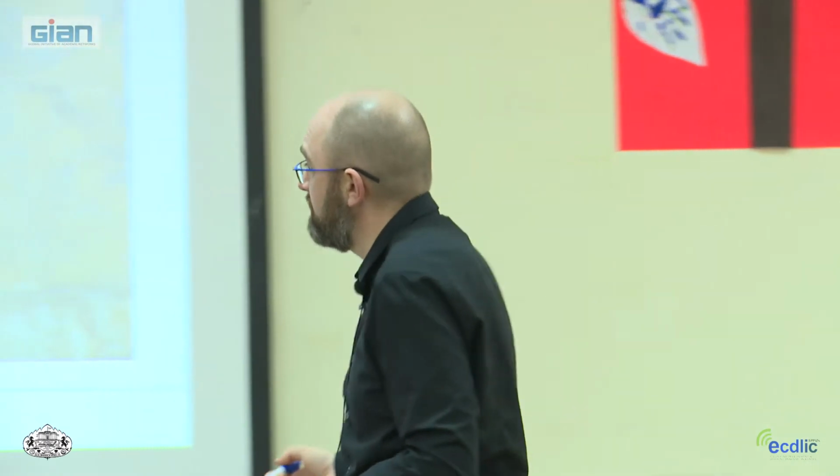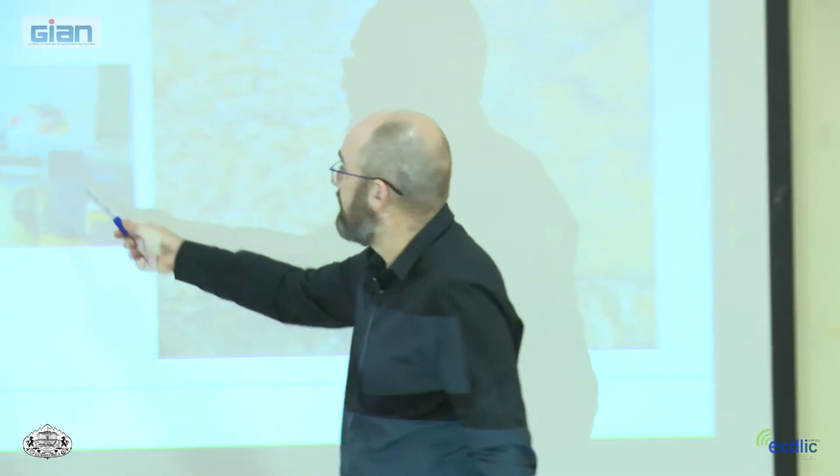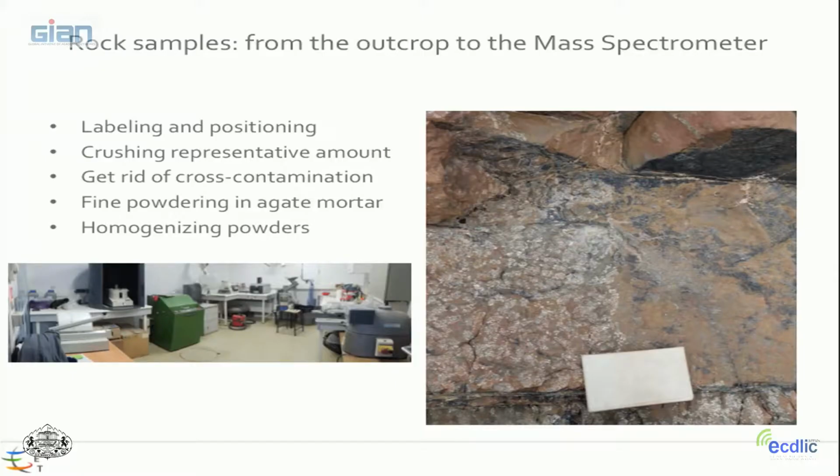When you go into the crushing facility, this is the crushing facility we have in Toulouse. You have different types of crusher. This is a jaw crusher, the basic one, crush like this. This is an agate mortar. If you have a crusher specific for mineral separation, you have a pulverizette like the one you have here in Pune.